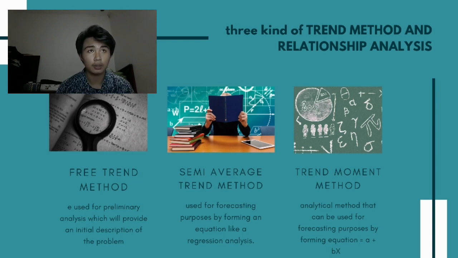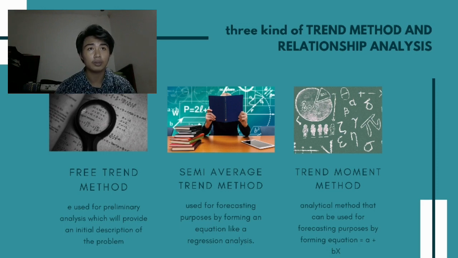The free trend method tries to see the pattern of the observed data through the scattered points of the sales data pair at any time. Number two is the semi-average trend method. The semi-average trend method can be used for forecasting purposes by forming an equation like a regression analysis.